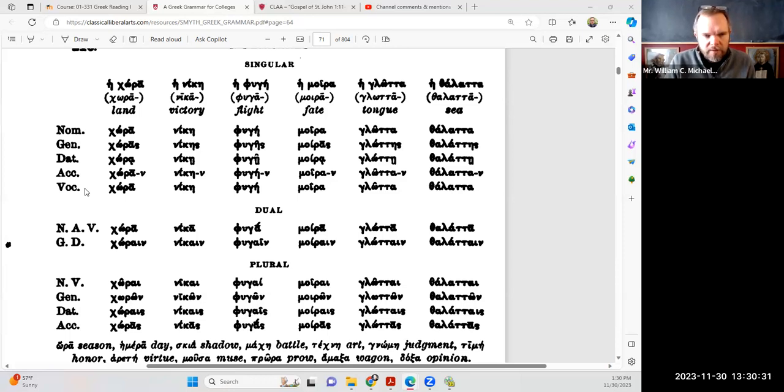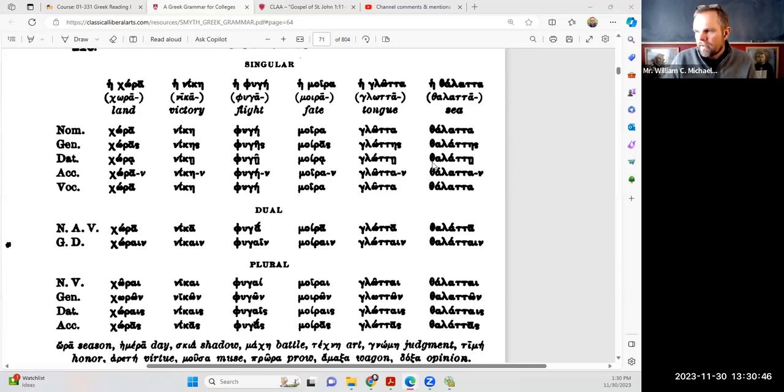Very good, Judah. It's the same as the top. That's right, Giovanni. It's the same as the top. So if you look at the nominative form, it's the same as the vocative. The nominative and the vocative forms are the same.